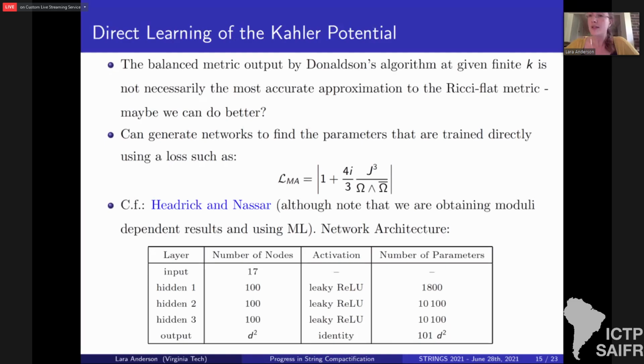So the first thing I'm going to discuss is direct learning of the Kähler potential. The balanced metric output by Donaldson's algorithm at a fixed k is not necessarily the most accurate approximation to the Ricci flat metric. The first question, which is one of computational efficiency, is: can a neural network do better? In particular, we're going to use a basic feed-forward neural network, direct learning, to try and minimize the loss function, here designated as loss sub MA, Monge-Ampère, which we are going to try and force the numeric solution towards the Ricci flat one. This is very similar in spirit to work done by Headrick and Nassar, although we're obtaining moduli-dependent results and using machine learning rather than minimization functions in Mathematica.